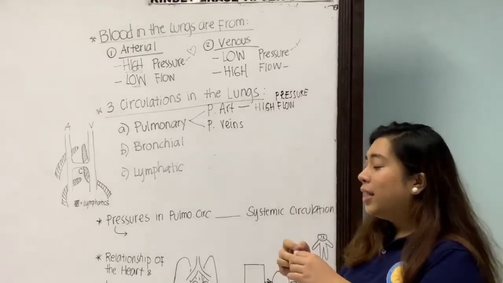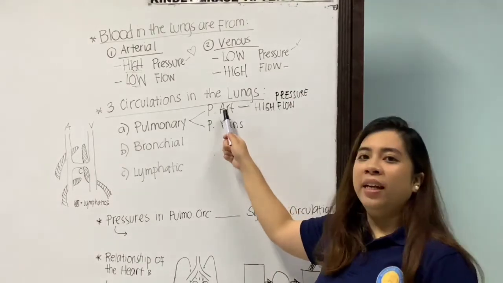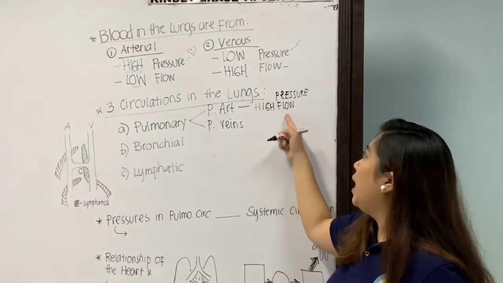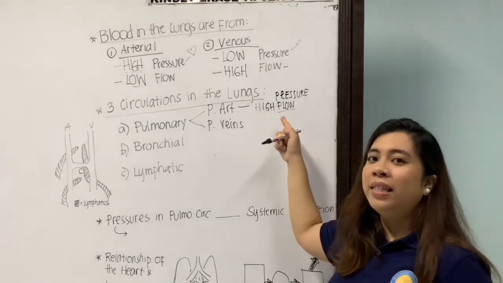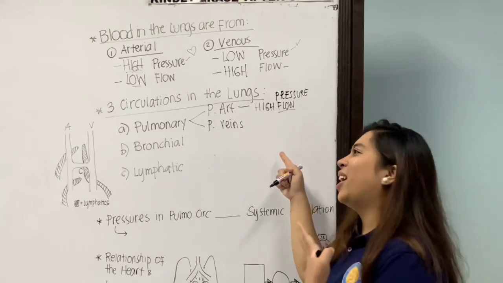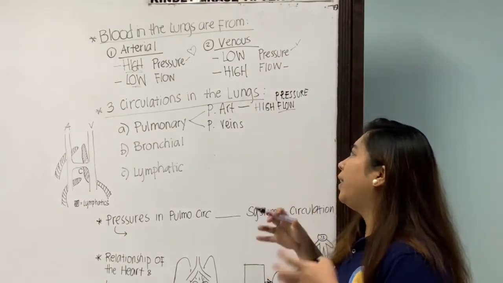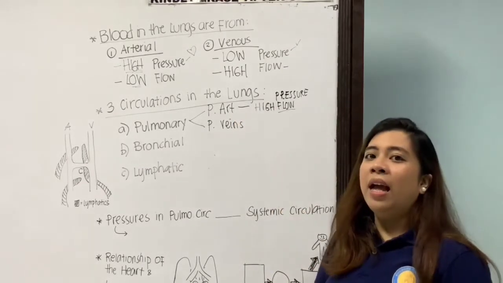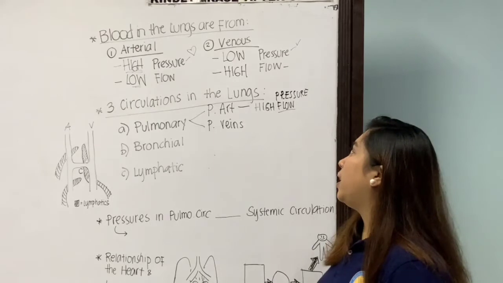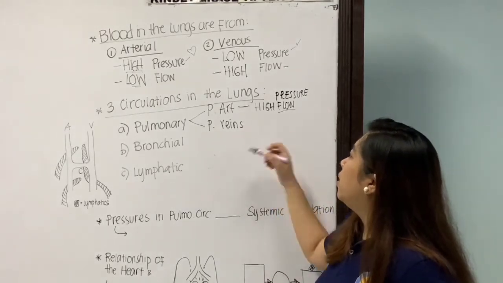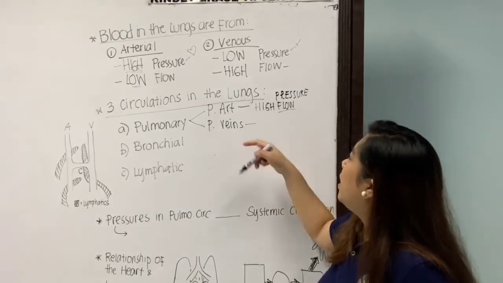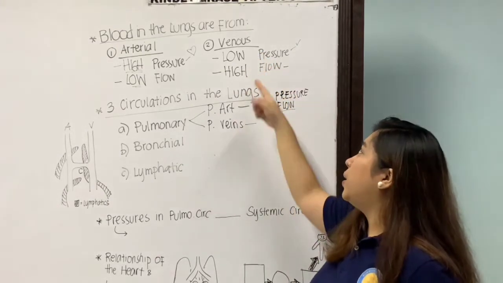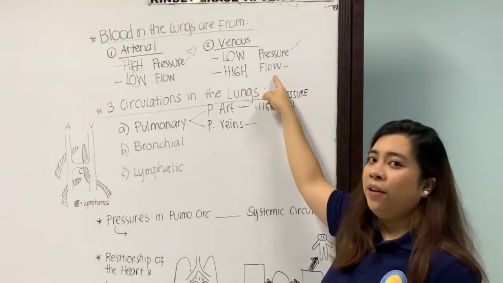The reason for this is because your pulmonary artery has connections, again, with your heart, which is a pump, and it is high flow because unlike other arteries, it has an extra capability of adapting to changes in flow. So the pulmonary artery is more distensible as compared to the other arteries in your body. Next, you have your pulmonary veins. These have the same capacity as those of your typical venous circulation. So it's still low pressure and high flow.